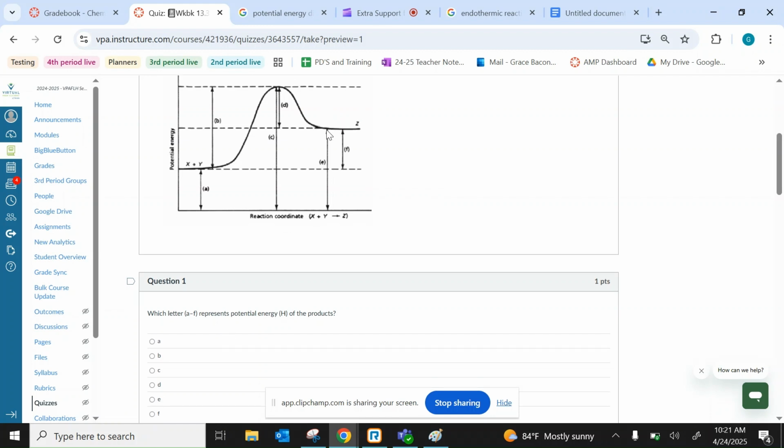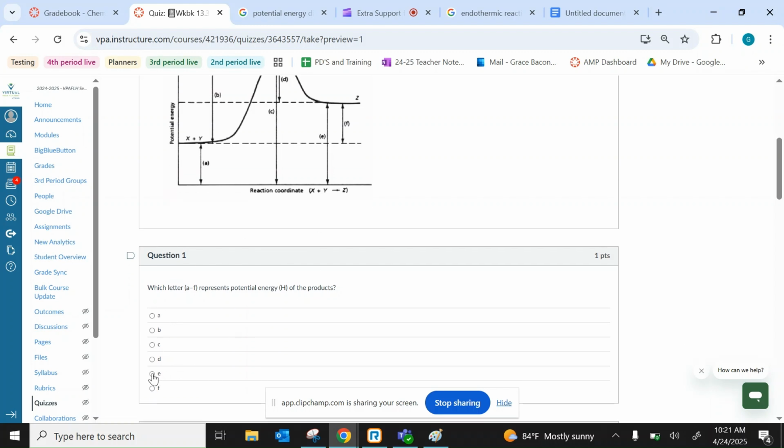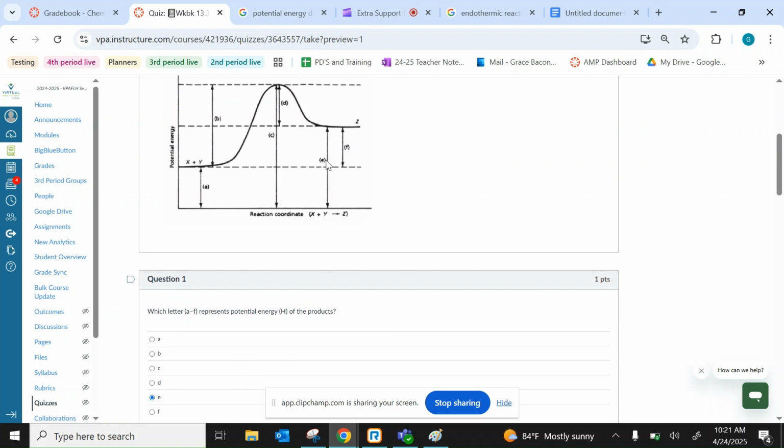That's going to be the height at E. So Z is just telling me what my products are, kind of what my reaction looks like. So this would be E. E is showing me this is the height of my products. It's all the way up at the product point.